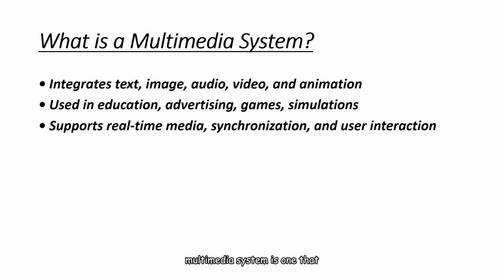A multimedia system is one that combines various content forms like text, images, audio, video, and animation into a unified experience. We encounter these systems in education, entertainment, simulations, and advertising. These systems must support real time playback and interactive features to be effective.